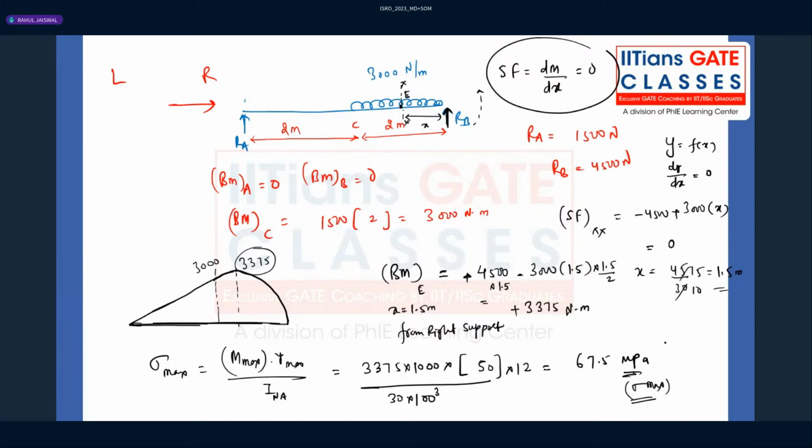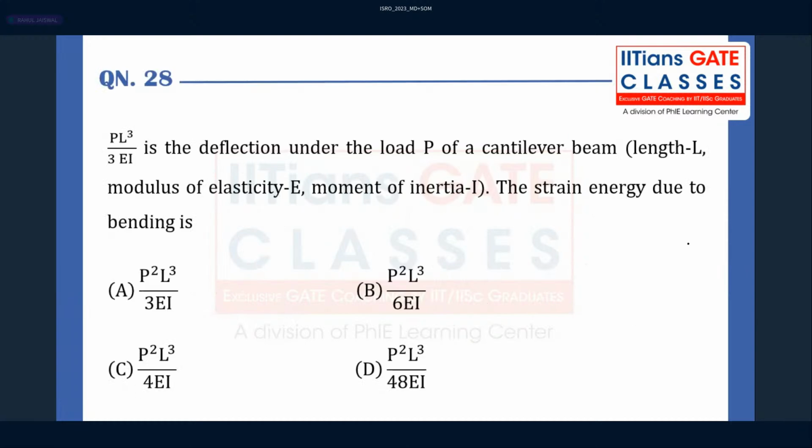Now we will try to calculate the next question. Here, PL cube divided by 3EI is the deflection under the load P of a cantilever beam. Cantilever beam subjected to end load, A and B, right? So strain energy due to the bending they are asking. That is very simple. At any section, if you want to calculate the bending moment, then we write minus P into X.